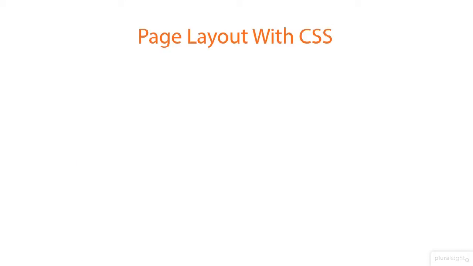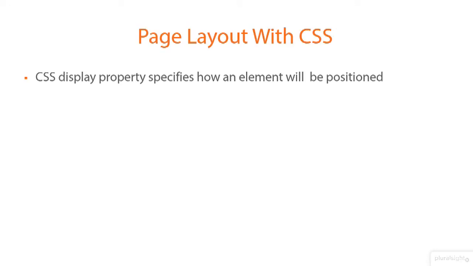When creating page layouts, we have to resort to some other CSS properties as well. CSS has display properties, which specify how an element is going to be positioned in the layout of the page. There are two possible options here, inline and block. Now, some elements are inlines and some are blocks by default, and it's possible using CSS to override this behavior.